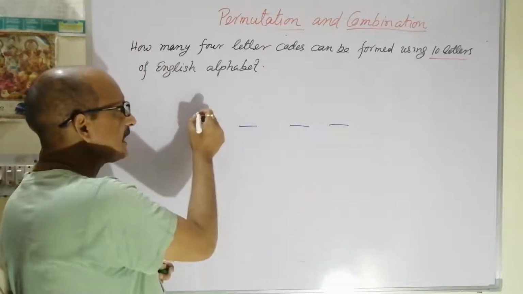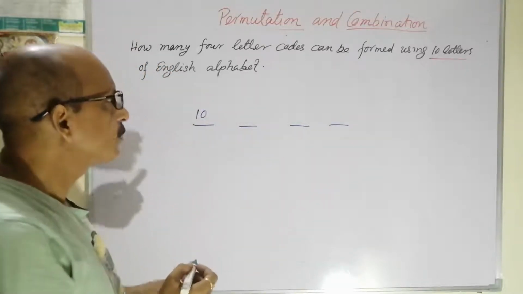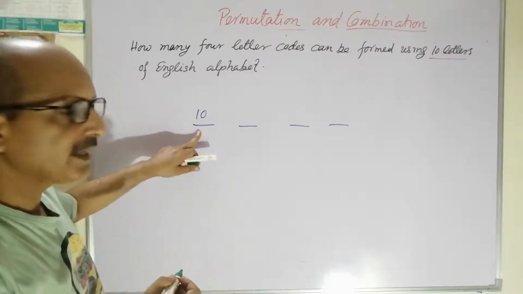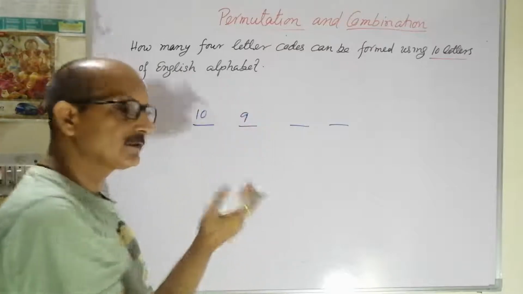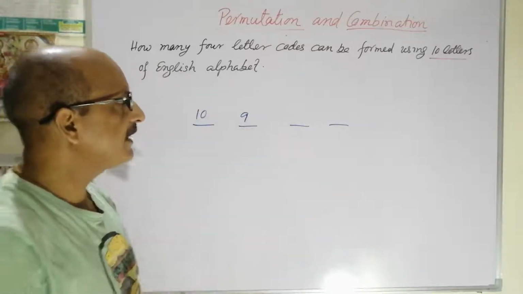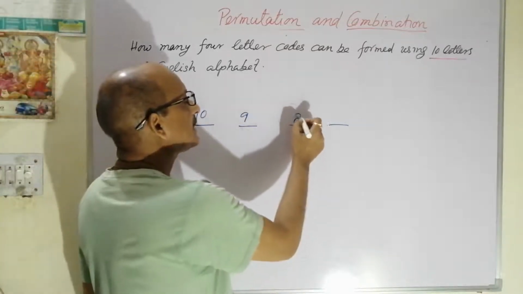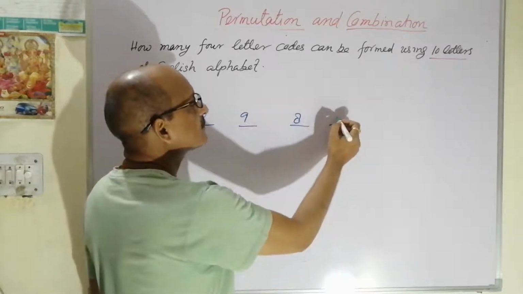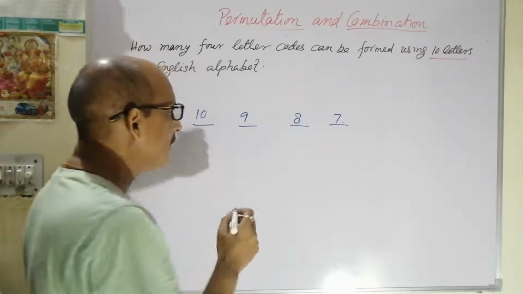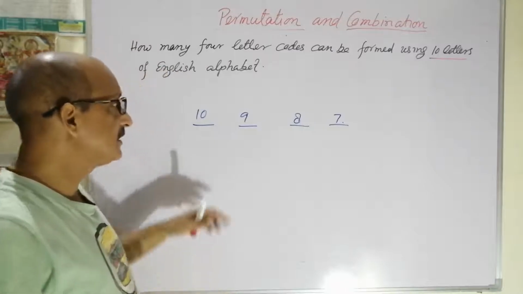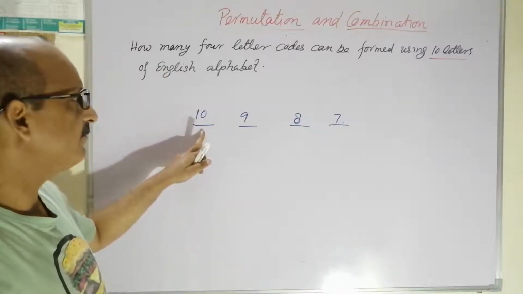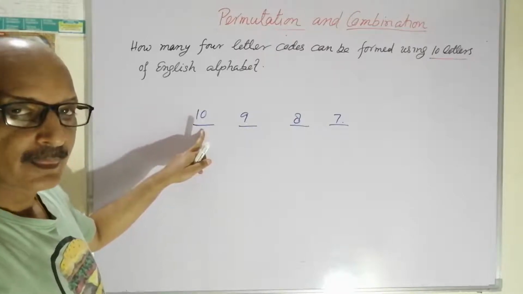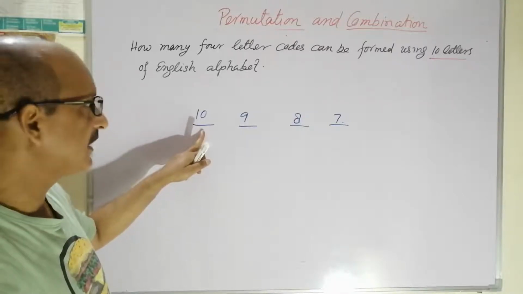In this way, this place can be filled in 10 ways. The letter which appears here will not appear here, so 9 ways only, because 1 letter is used. For the next one we have only 8 letters left, and for the next we can have 7. So, again I am saying, the first place, meaning the leftmost place, can be filled in 10 ways: A, B, C, D up to 10 letters.